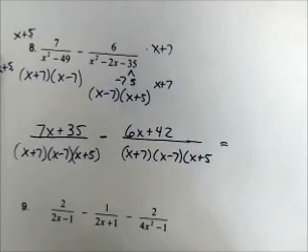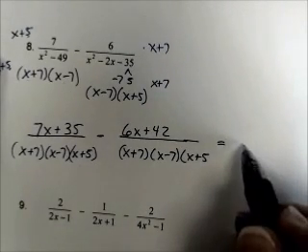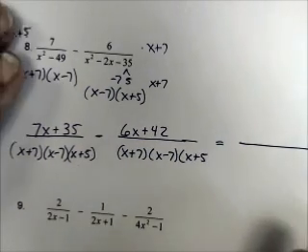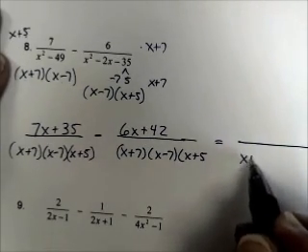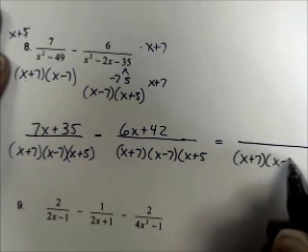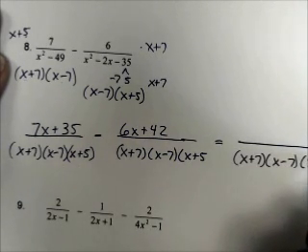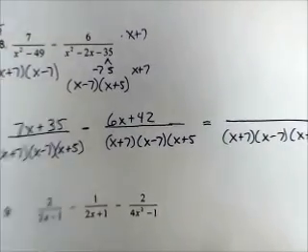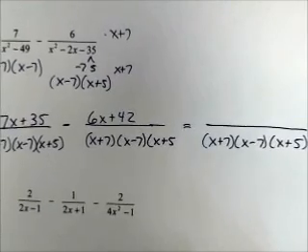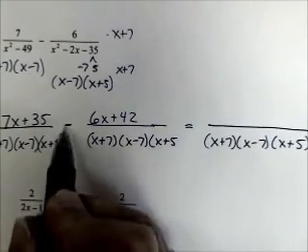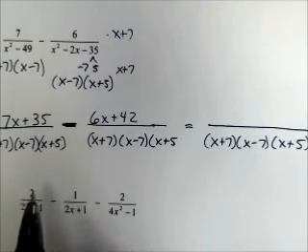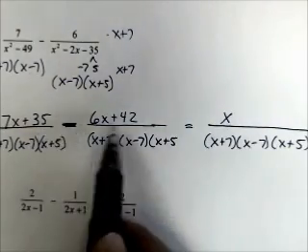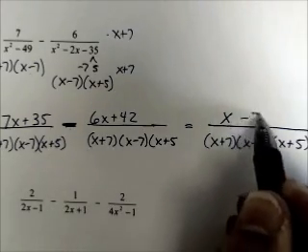Okay, we have our equivalent fractions with the same denominator. So let's copy that. And now combining like terms of the numerator. Again, subtraction, so be very careful. 7x subtract 6x is x. 35 subtract 42 is negative 7.